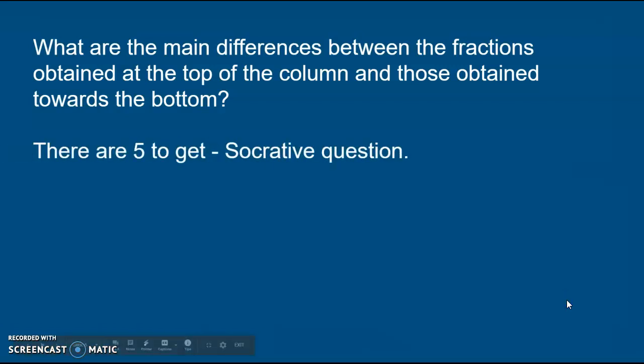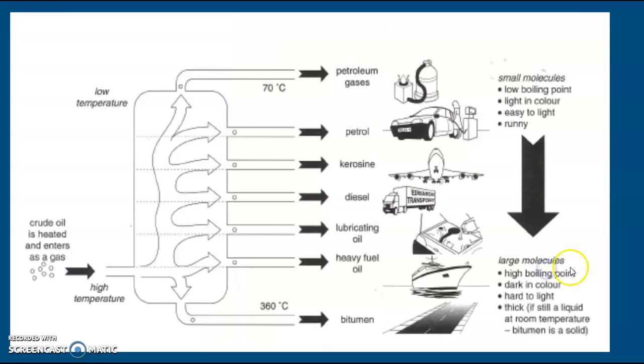Okay, so this is an important question here. What are the main differences between the fractions at the top and at the bottom of the column? And if you have a look at the graphic here, that really summarizes very nicely those differences. The small molecules at the top, which turn to vapor very easily. It's a low temperature at the top there, look. Now, small molecules, low boiling point, light in color, easy to light and runny.